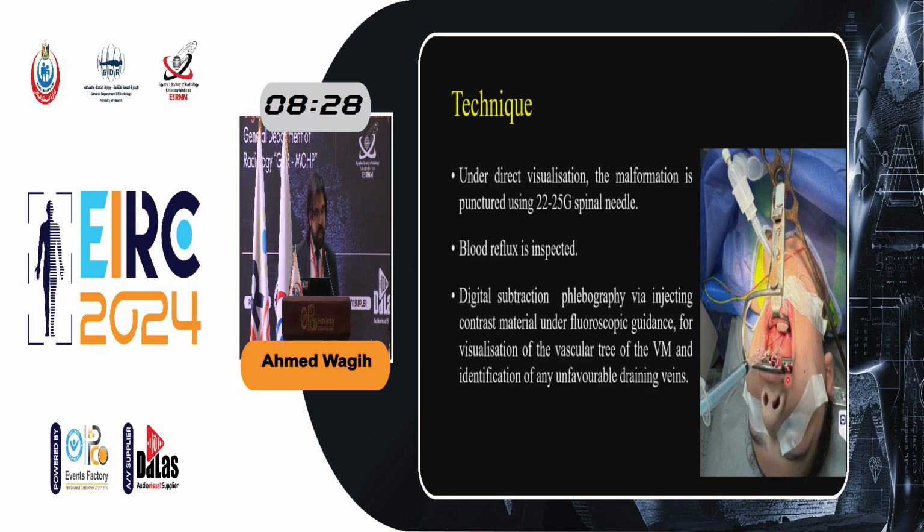And then under direct visualization, the malformation is punctured using a 22 to 25 gauge spinal needle. We always check for blood reflux and inspect the reflux within the syringe or the spinal needle. And then we do a digital subtraction phlebography via injecting contrast material under fluoroscopic guidance for visualization of the vascular tree of the venous malformation and identification of any unfavorable draining veins.